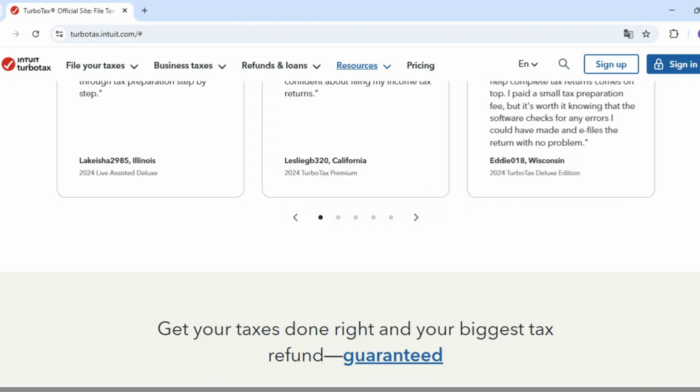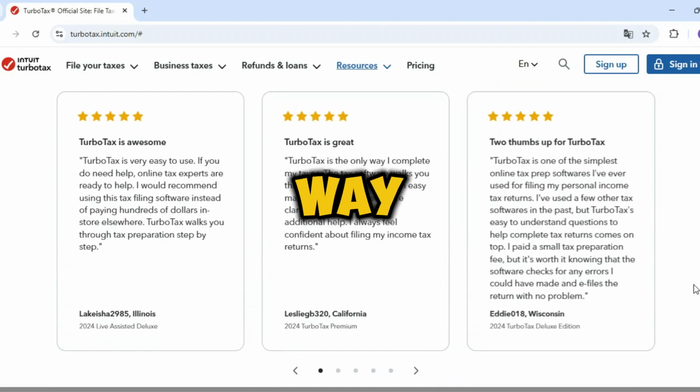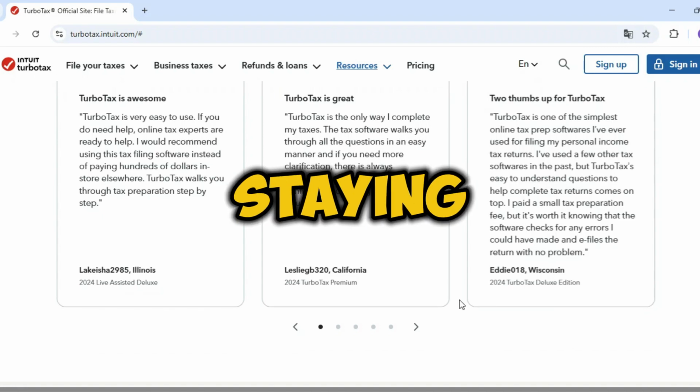So, just like that, you're equipped to report your crypto activity correctly. Proper reporting goes a long way in avoiding IRS notices and staying compliant.